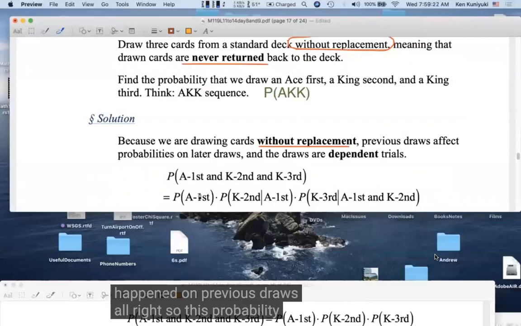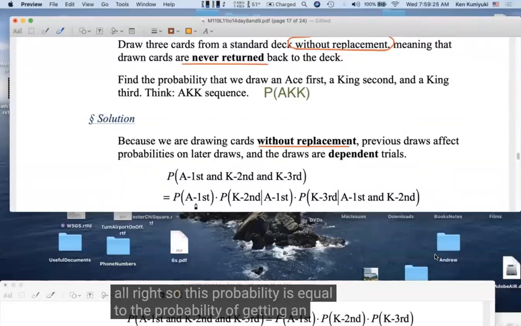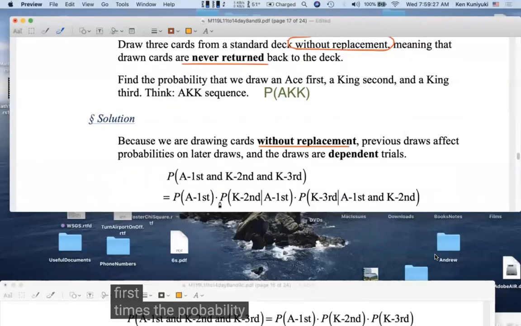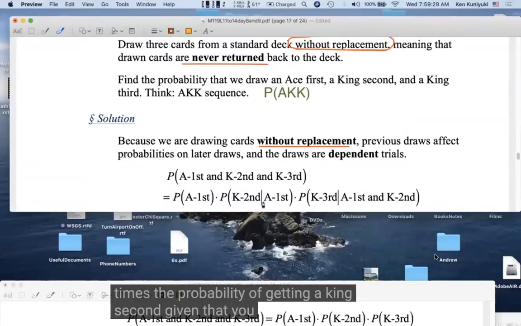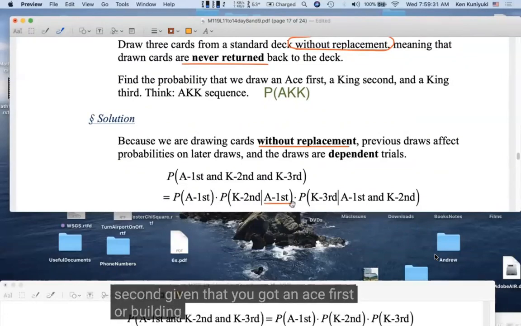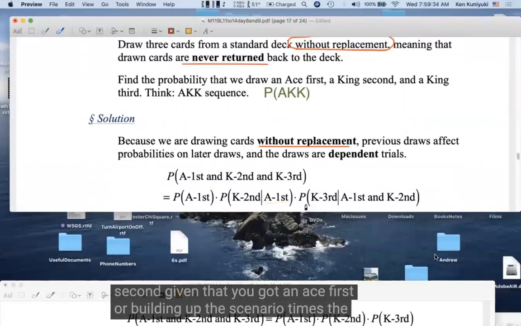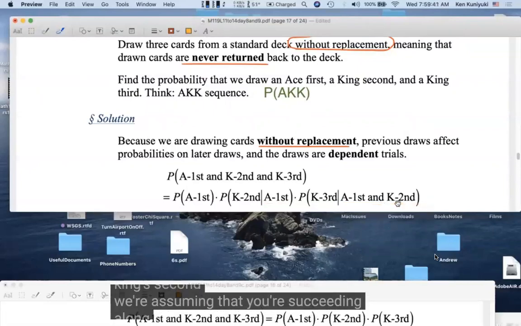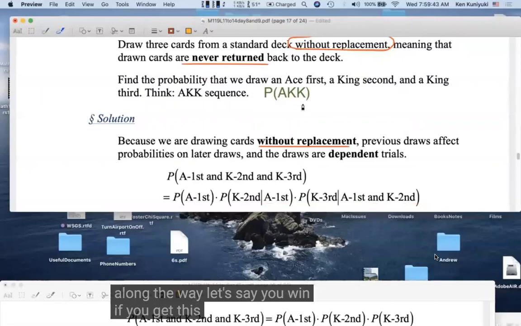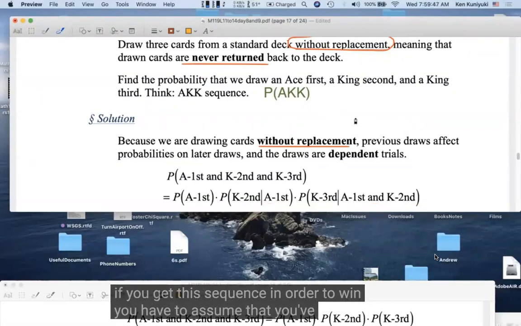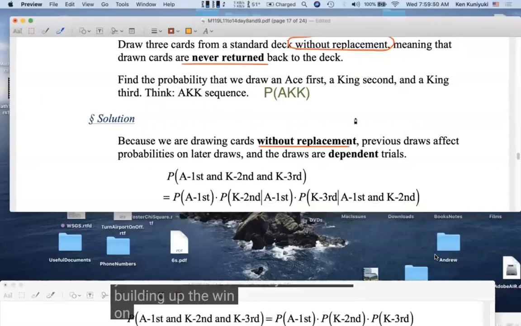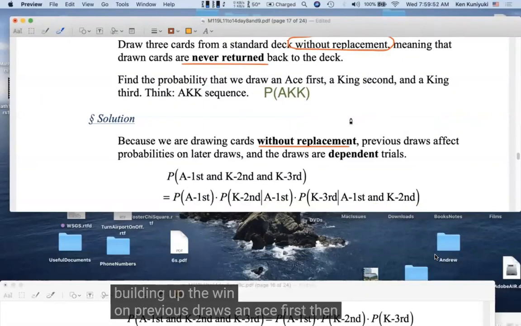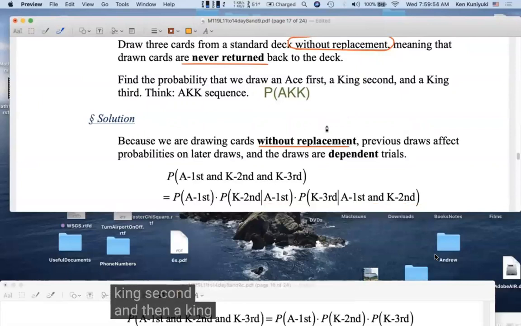All right, so this probability is equal to the probability of getting an ace first times the probability of getting a king second, given that you got an ace first. We're building up the scenario, times the probability you get a king third, given that you got an ace first and a king second. We're assuming that you're succeeding along the way. Let's say you win if you get this sequence. In order to win, you have to assume that you've been building up the win on previous draws: an ace first, then a king second, and then a king.